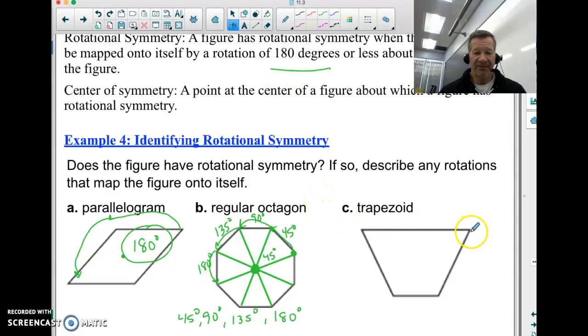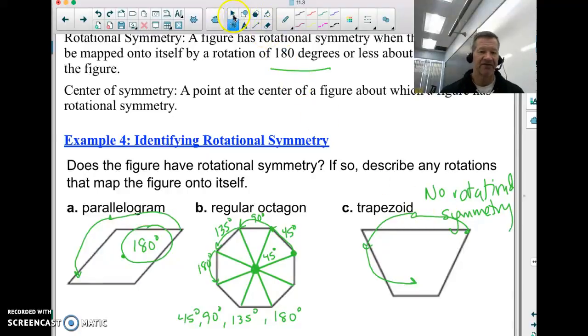The last figure, this trapezoid, well, if I move this 90 degrees, it wouldn't look anything like this. If I moved it 180 degrees, it would just turn upside down, but then the short edge would be on top and the other one on bottom. If I went 270 degrees, well, we don't do that. We go somewhere between 0 and 180. This one has no rotational symmetry whatsoever. No rotational symmetry. Sorry about the sloppiness there. And that is all for rotational symmetry.